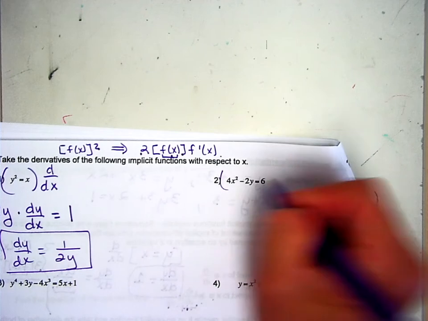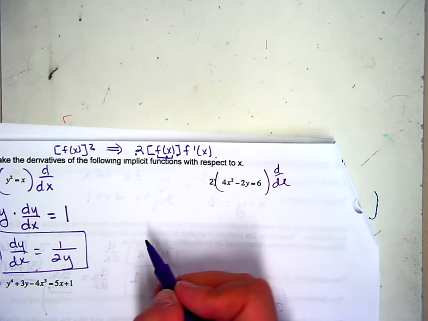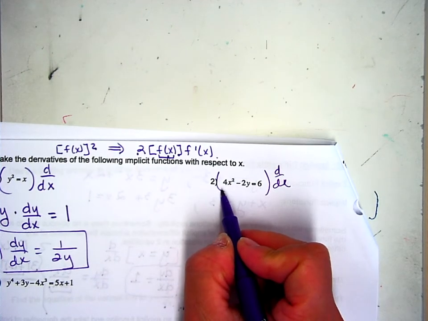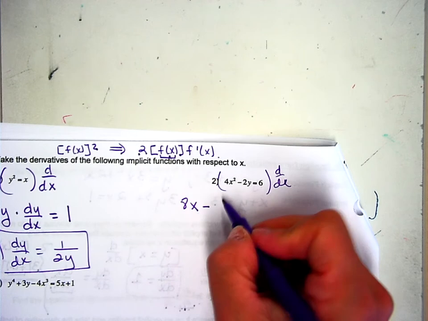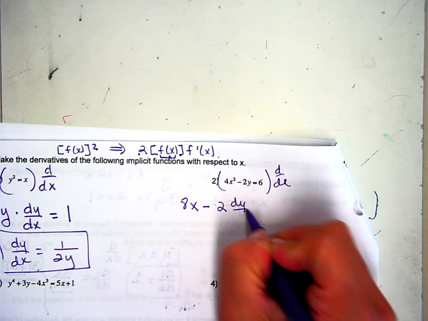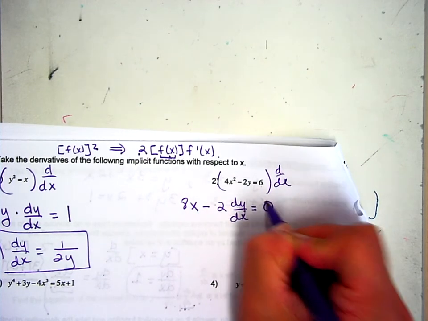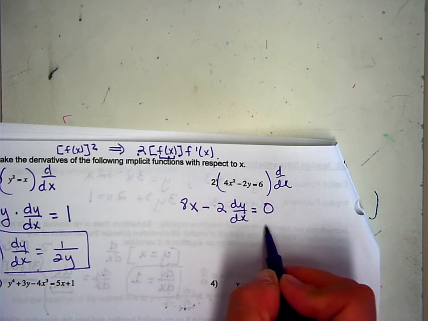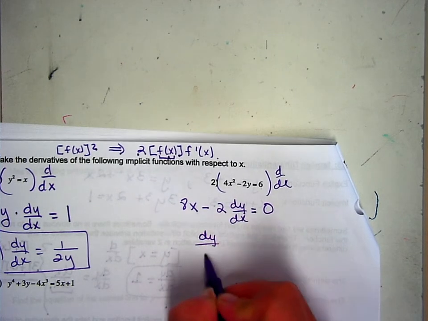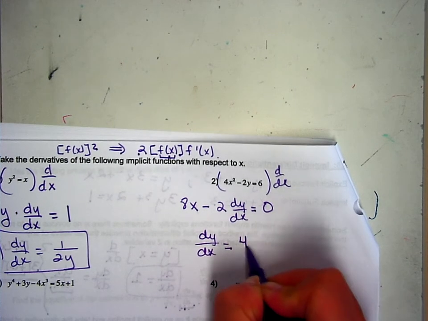Okay. Take the derivative with respect to x. So derivative of 4x squared with respect to x is just 8x, or 8x dx/dx, but we don't need to write that, minus 2 dy/dx is equal to 0. I need to solve for dy/dx, so I'm going to subtract the 8x over and divide by the negative 2. So you should get dy/dx is going to be equal to 4x.